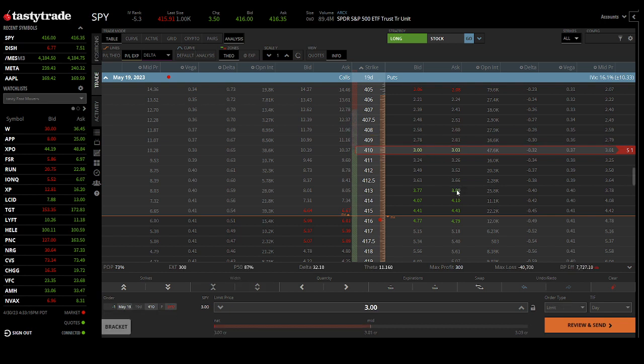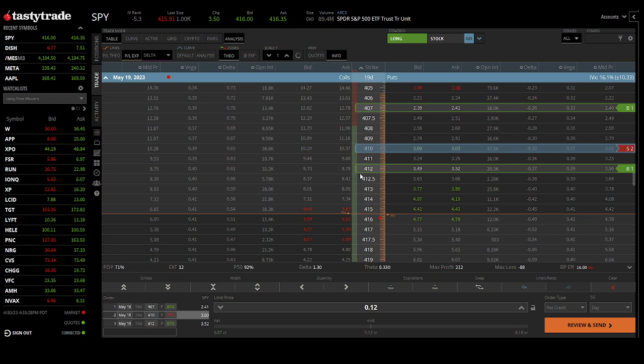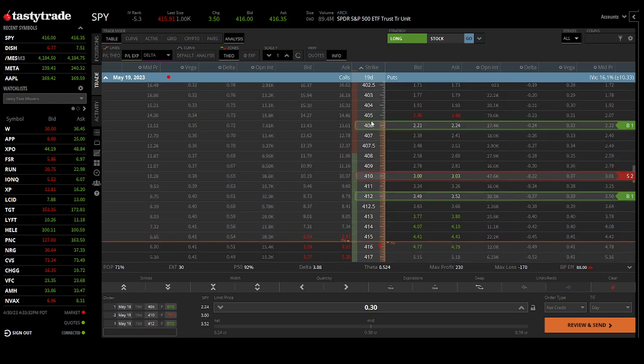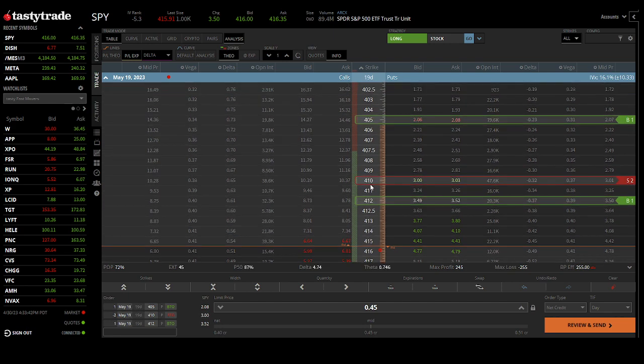Normally you have them at equal distance, like I was saying, $3 wide each, $5 wide each. But if you adjust them to make one side wider than the other, this is called a broken wing butterfly. What you're trying to make it do is, your credit spread portion is collecting more than your debit spread portion.